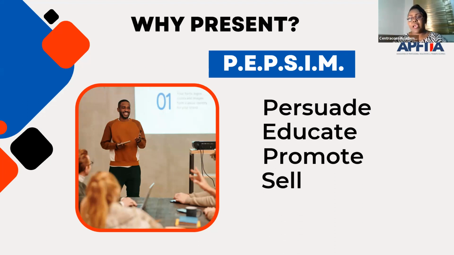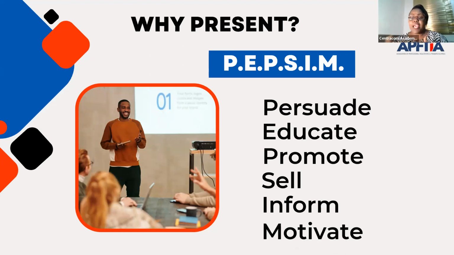The S is to sell, which is what most marketing and sales representatives will do. They do a presentation because at the end of the day, they want to sell a product. The other one is to inform. Sometimes your presentation is basically to inform your audience about something. And the last M is to motivate. Sometimes your presentation, whether on Zoom like this or on Facebook Live, is just to motivate your audience. So that is why we present in the first place.